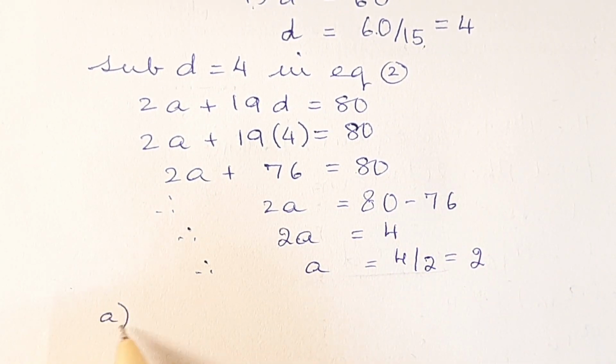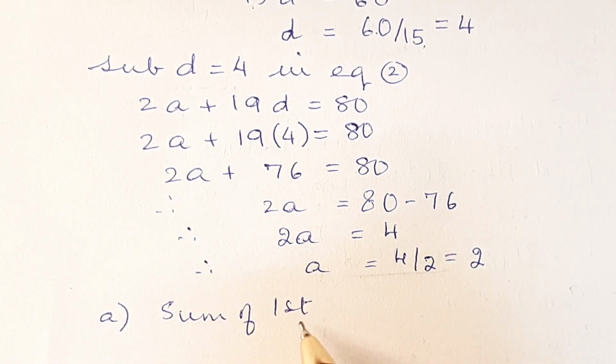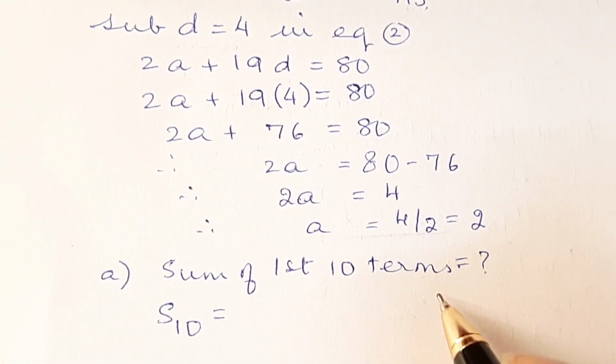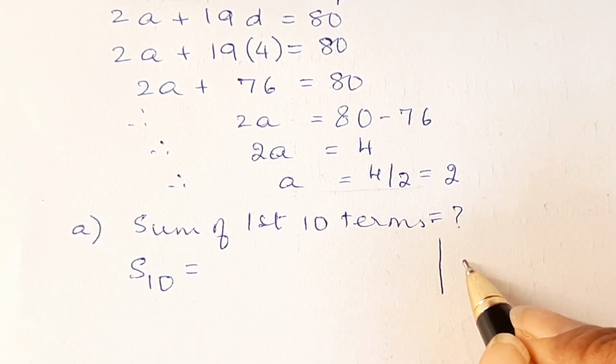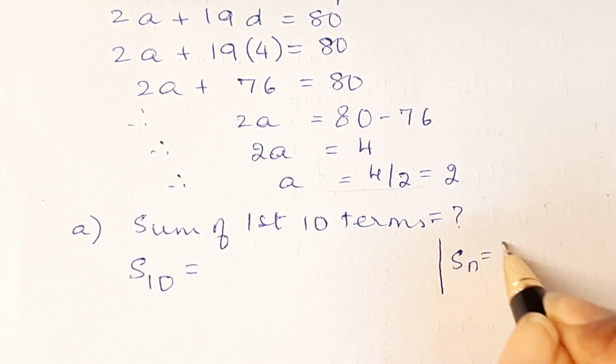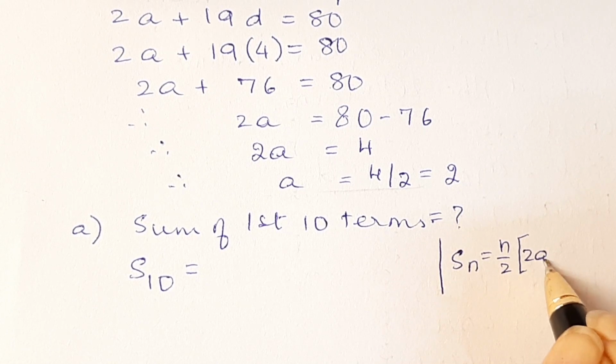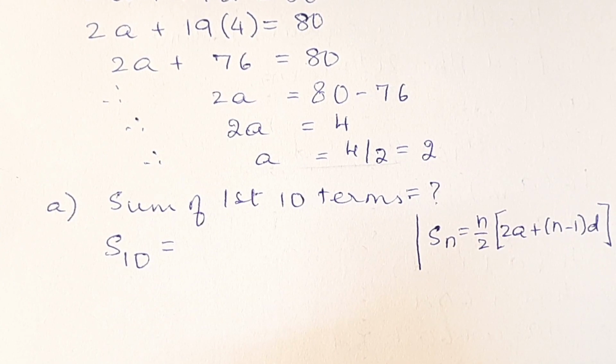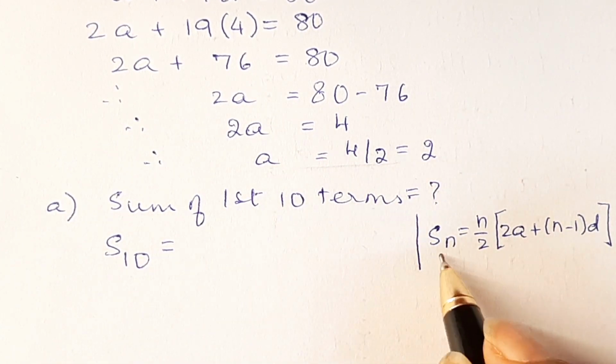Now, our a part says find the sum of first, how many terms? First 10 terms. Which means S10. Now we are going to use the same formula. Remember the formula? What is our formula? Sn is equal to n upon 2 into bracket 2a plus n minus 1 into d. Okay, so we will substitute in this formula.